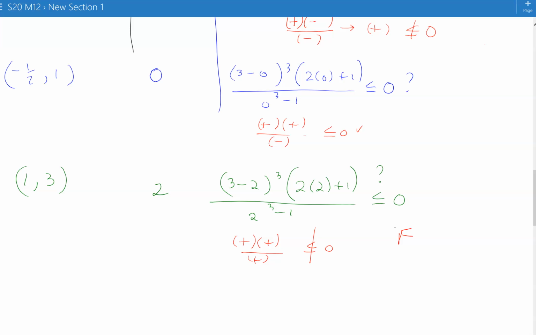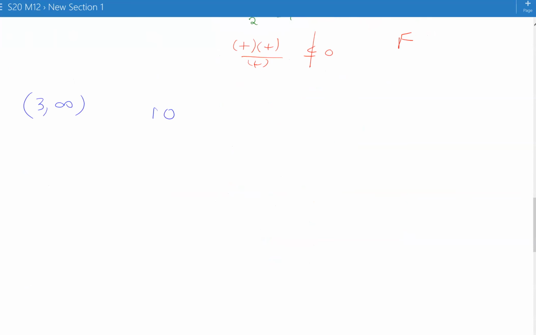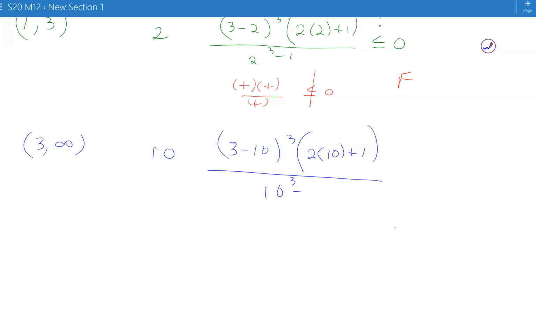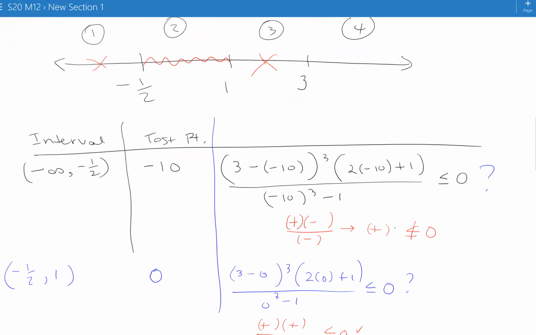And so my last interval to check is from 3 to infinity. And I'm going to pick 10 because it makes the math easy. So I'll have 3 minus 10 cubed, 2 times 10 plus 1 over 10 cubed minus 1, and I want to know if that's negative. So I have a negative number cubed, that's going to be a negative number. Then I have a positive number on the top and a positive number on the bottom, so this is indeed negative, and I want this piece of the number line.